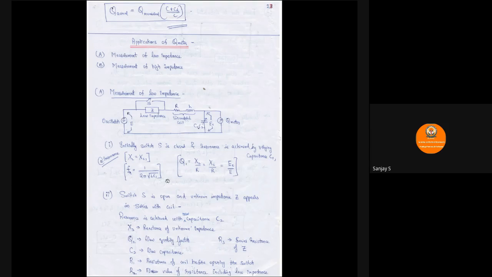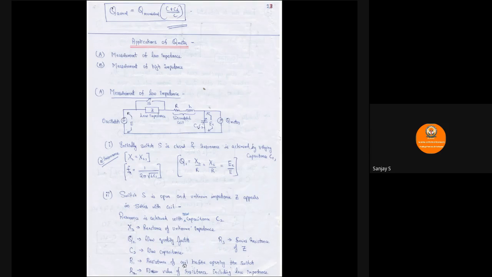In the next case, switch S will be set to open. Low impedance also will appear in series with the coil. So when low impedance also appears in series with the coil, effective reactance in the tank circuit is going to change. So the reactance of unknown impedance will be XS. Q2 will be the new quality factor. C2 will be the new capacitance at which resonance will be tuned.